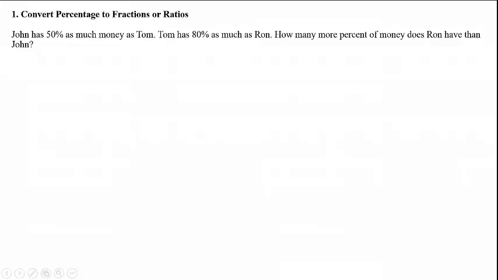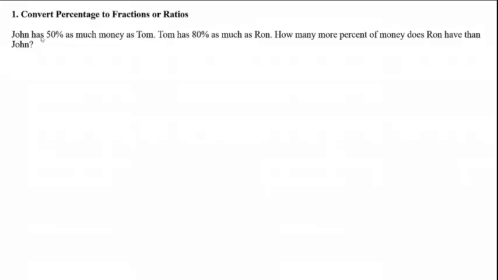Hello everyone, in this question I'm going to show you how to convert from percentage to fractions and fractions to ratios. These three things, percentage, fractions and ratios, are very related to each other, so you must be very clear on how to convert them.